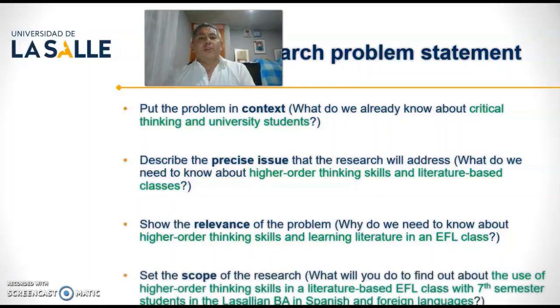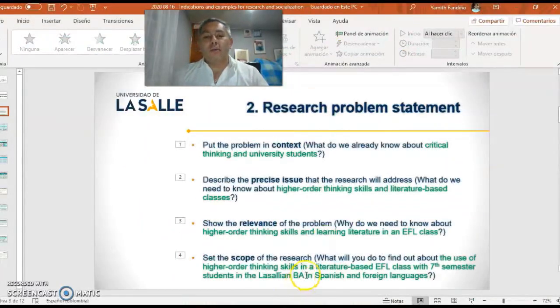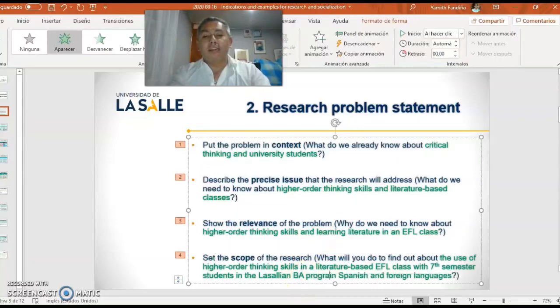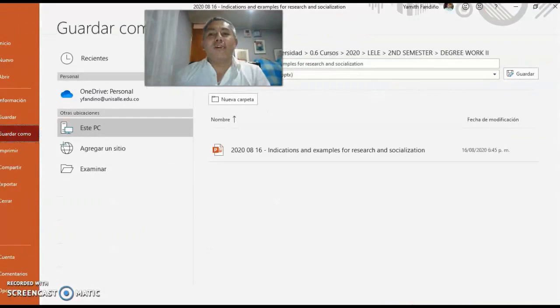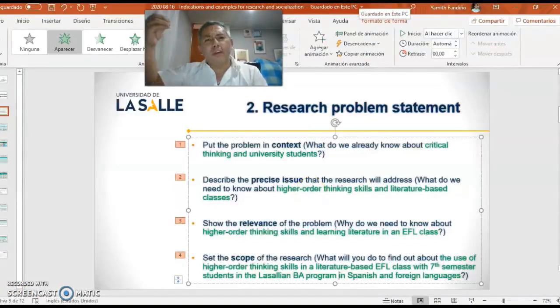And finally, you set the scope of your research, what you will do to find out about the use of higher order thinking skills in a literature-based EFL class with 7-semester students in the LASEA BA program in Spanish and foreign languages. Here you should think of situations such as letting the audience and the readers know what you're planning to do in terms of theory, in terms of methodology, just very initially.